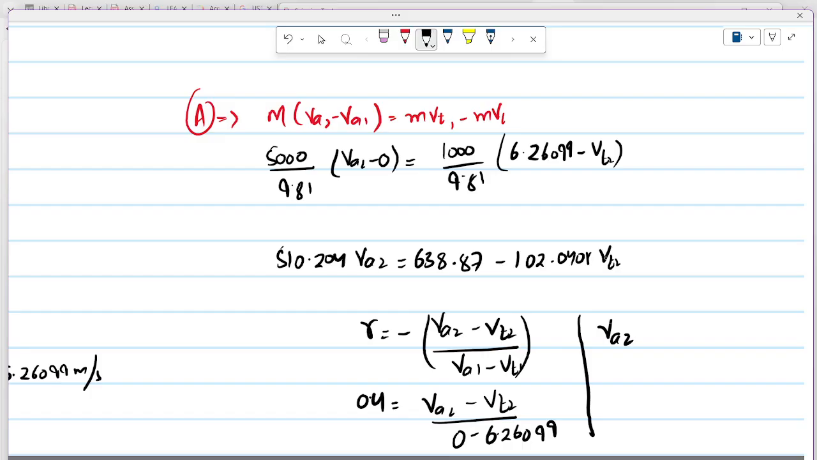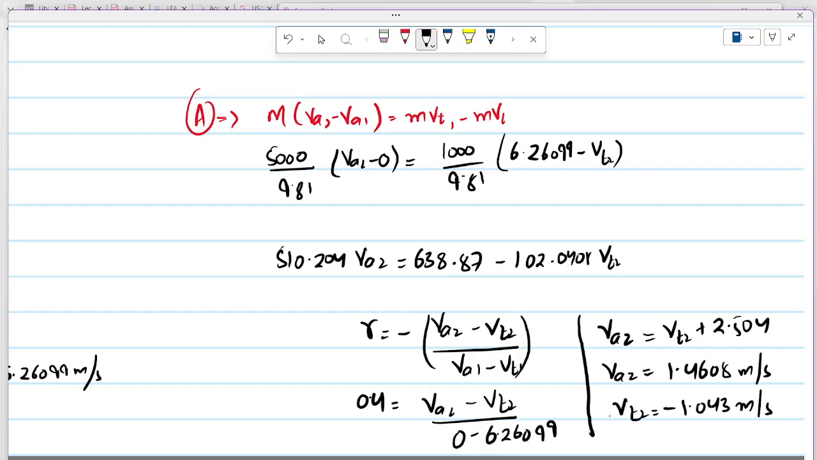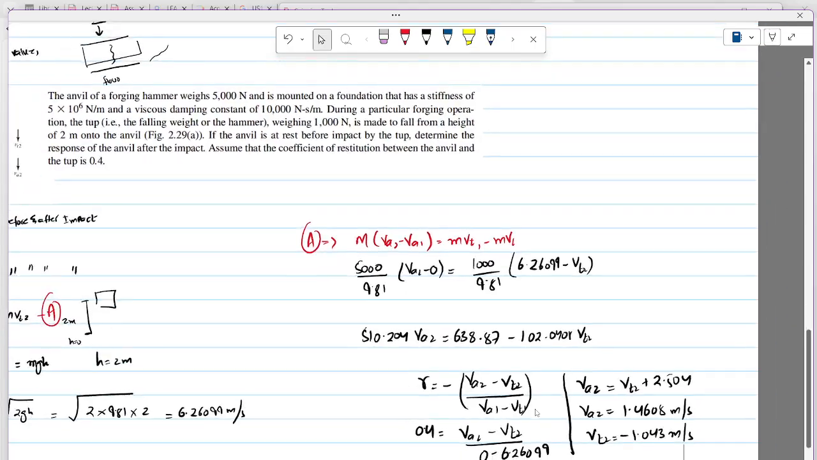After solving it, you will have VT2 plus 2.504, and you can substitute the values and get your solution. VA2 equals 1.4608 meter per second, and vice versa, you can find VT2, that is minus 1.043 meter per second. So that's the velocity of the anvil before and after.